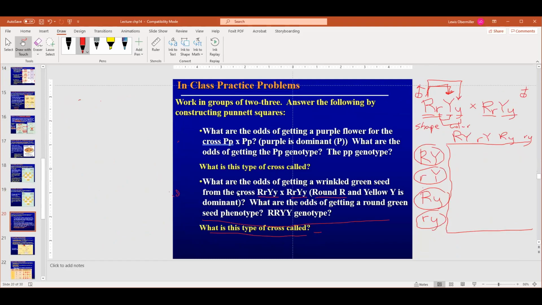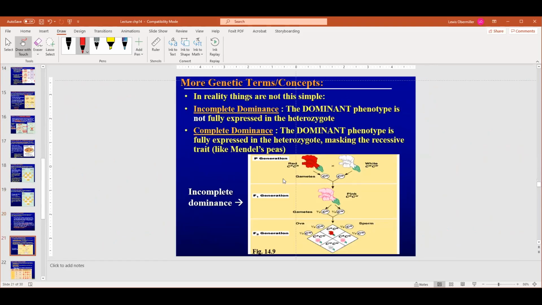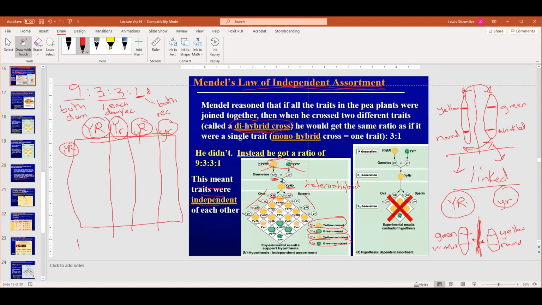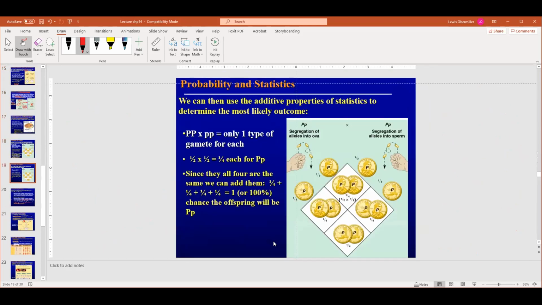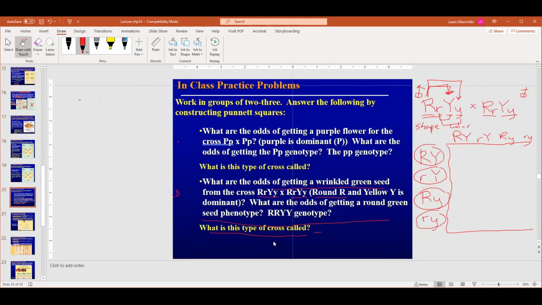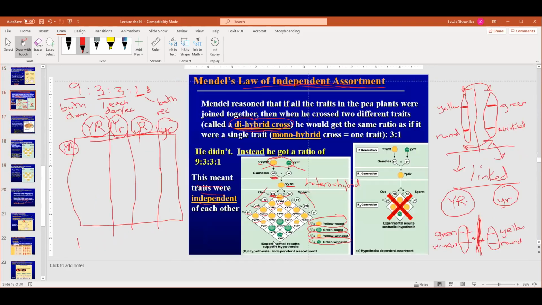So now we can address the question, what are the odds of getting a wrinkled green seed from this cross? And you could go through here and look. You could do the cross out, and you could look and say, okay, what's the odds of getting a green? I forgot the question. A wrinkled green seed. So we could go back and do the cross, and you see that this is the only way to get a wrinkled green seed.